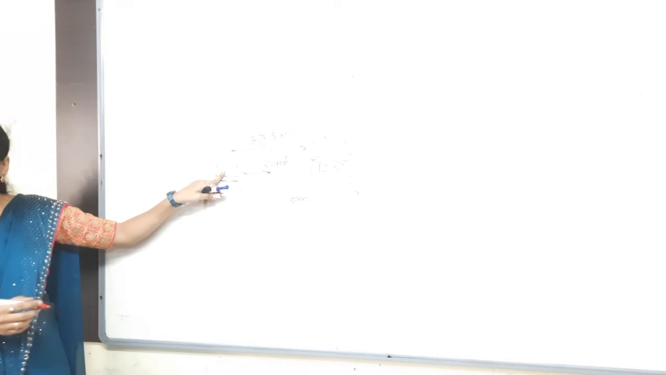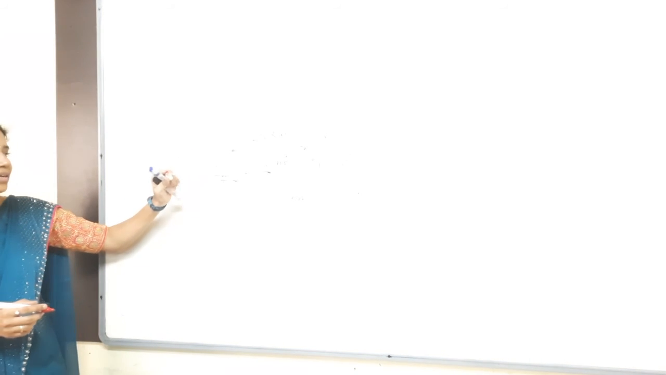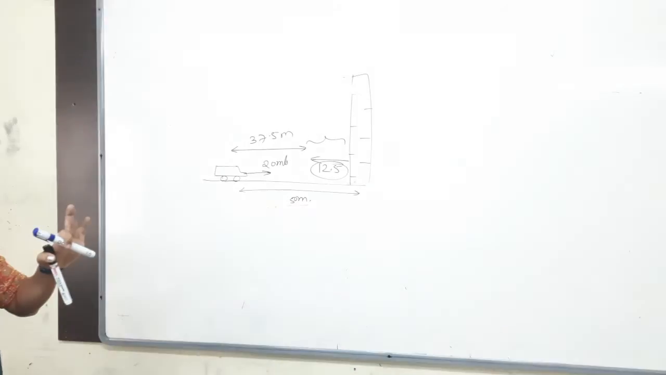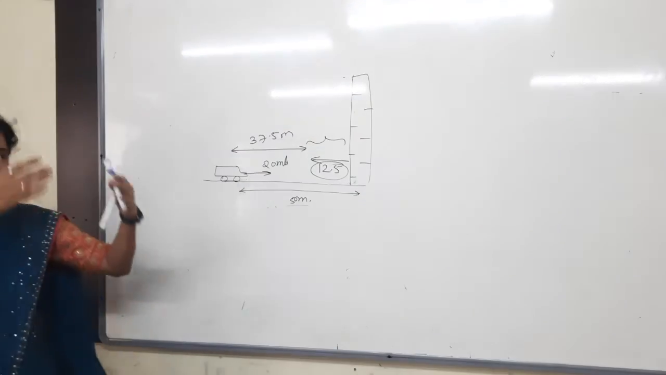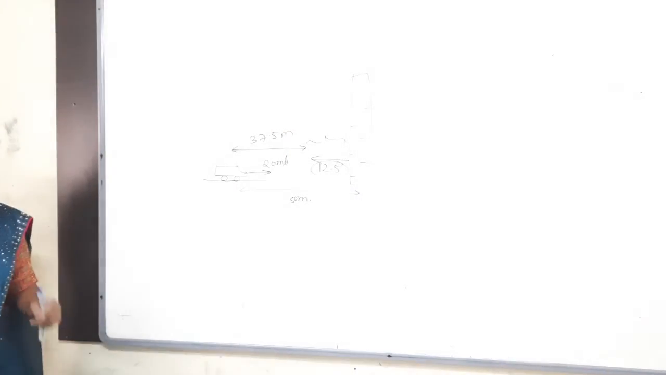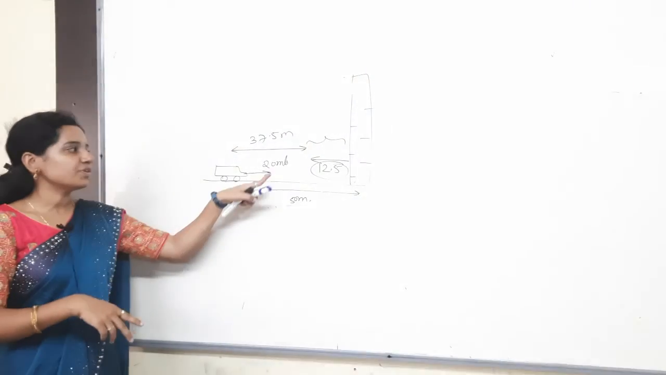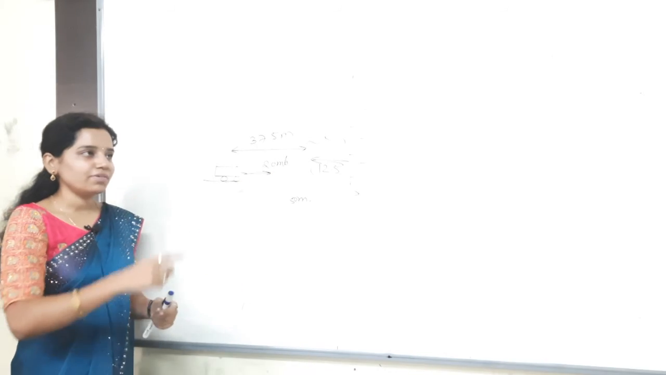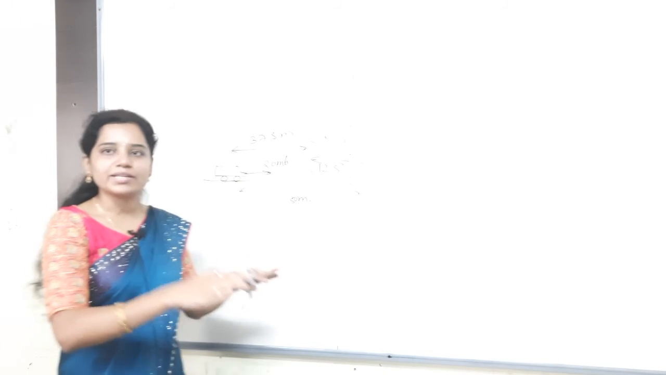The car is moving. What happens when the driver sees the wall? At what distance does he see the wall? When he is 50 meters in front of the wall, he sees that there is a wall and he has to apply the brake, otherwise he is going to the dead end of the street. Let me take it that I am already moving with a speed of 20 meters per second, and whenever I see the wall, I immediately apply the brakes.